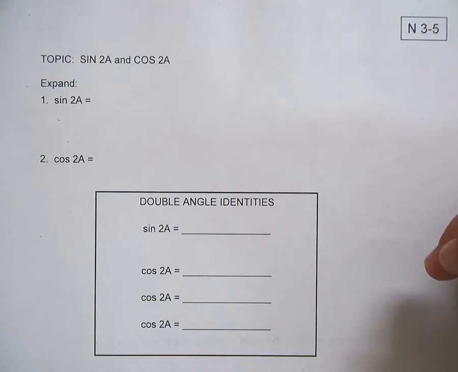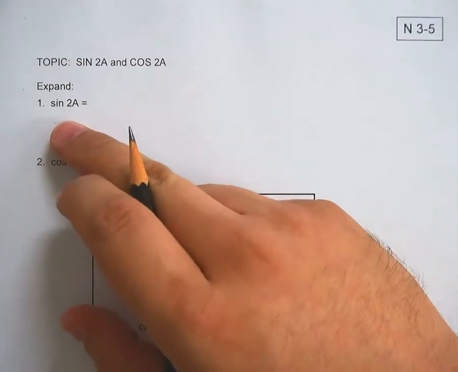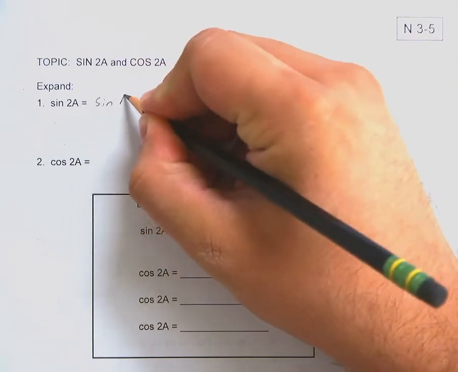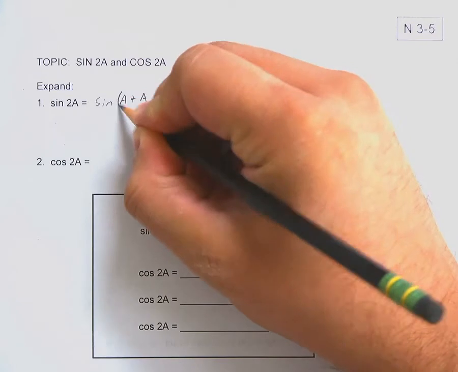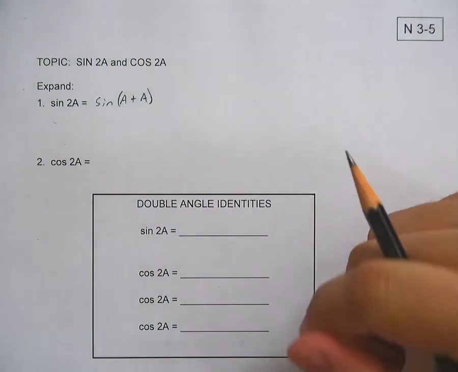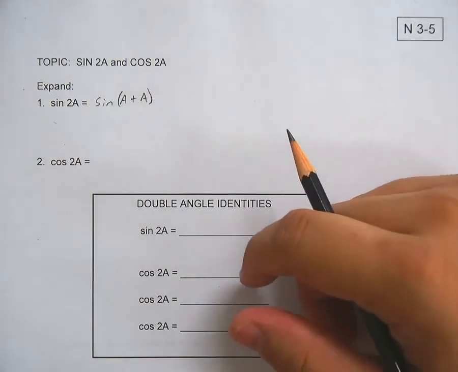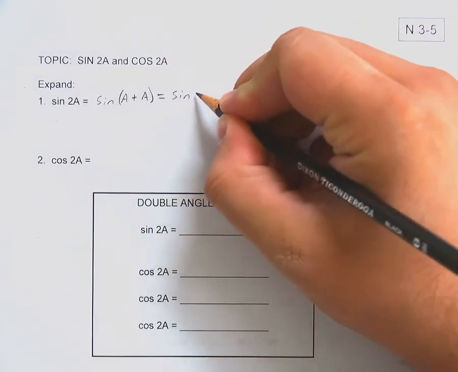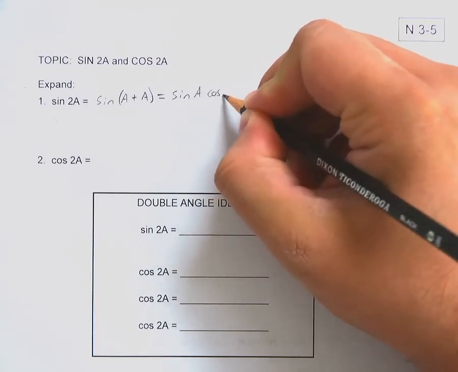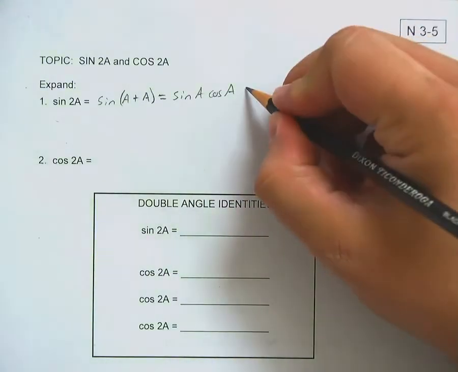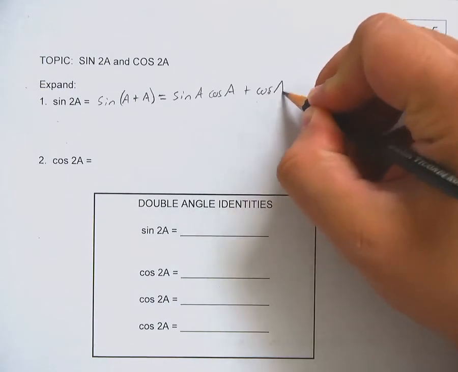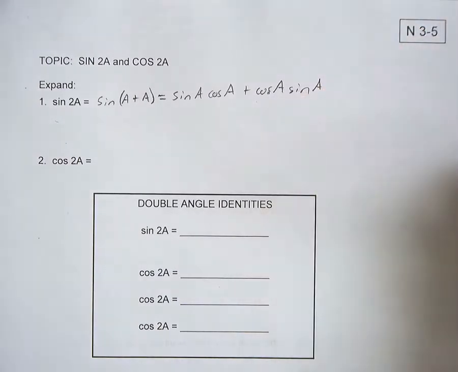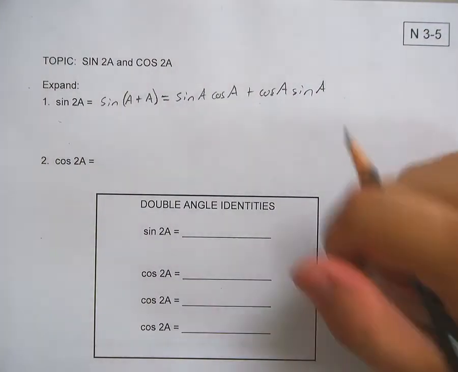In section 3-4, if we have sine of 2a, for example, this would be the sine of a plus a. We learned how to take the sine of a plus a and expand it to be sine of a cosine of a plus cosine of a sine of a, right? We learned to expand that back in that section.